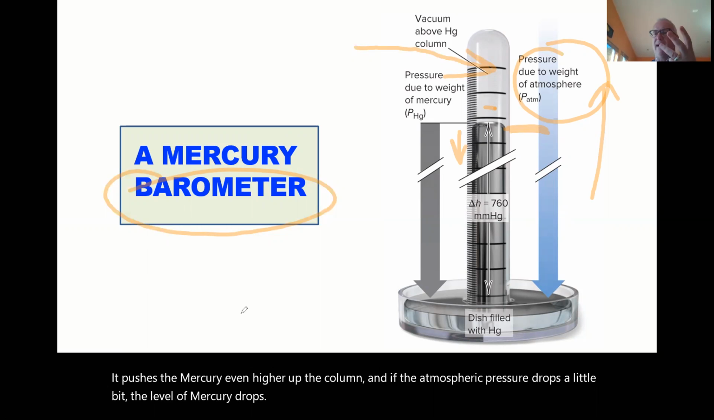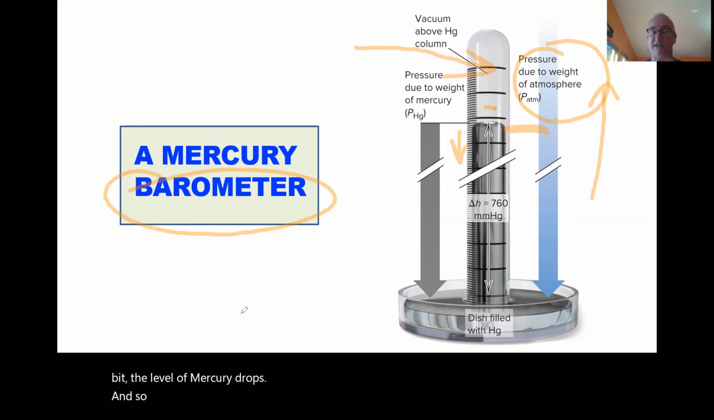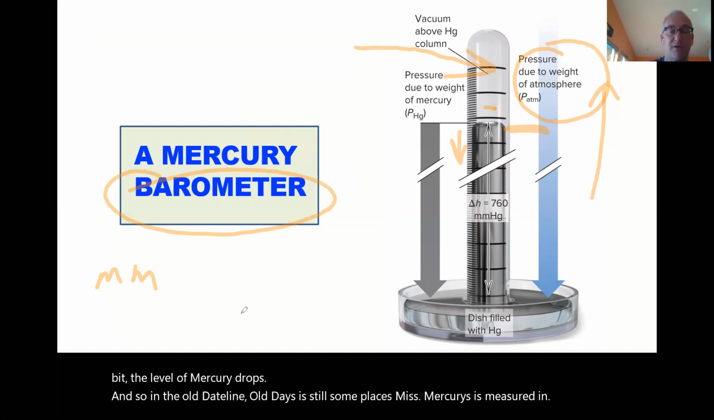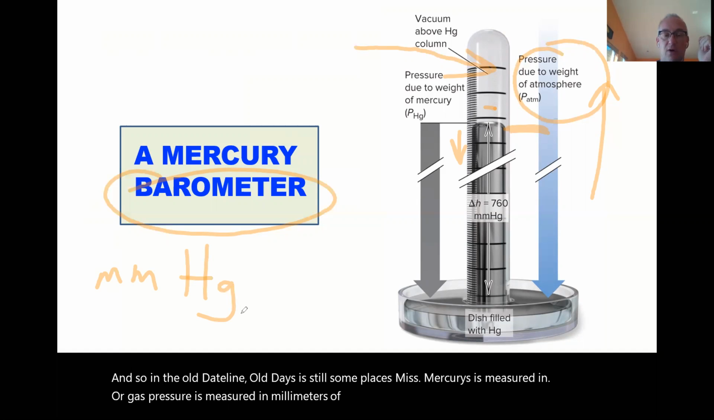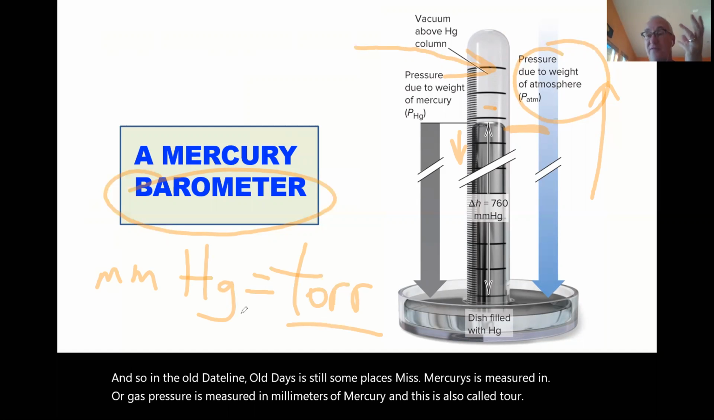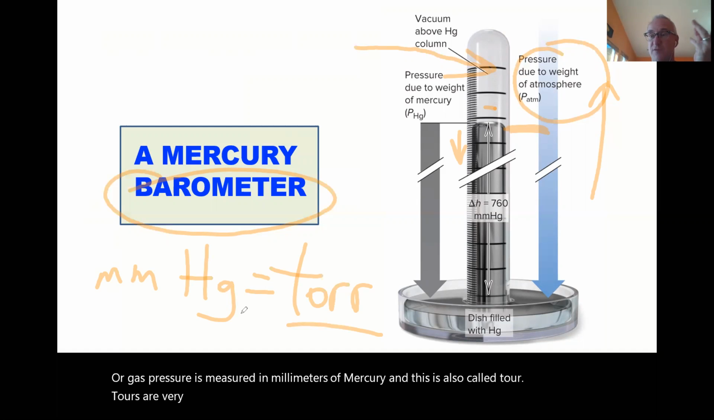And so in the old days, there's still some places, gas pressure is measured in millimeters of mercury. And this is also called torr. Torr is a very common measurement of pressure.